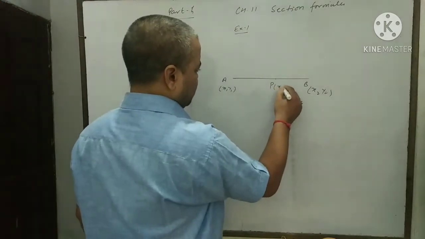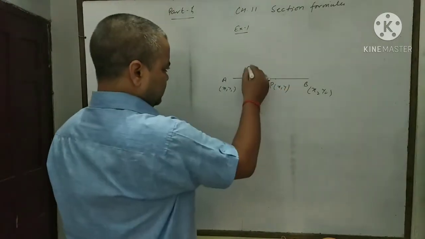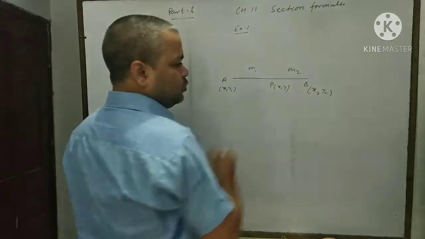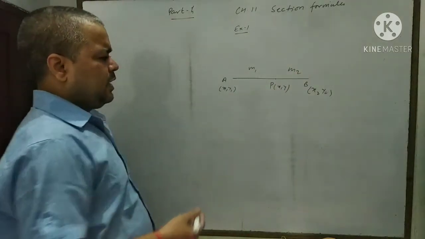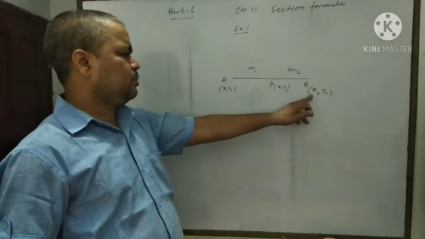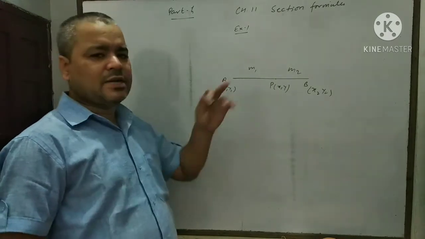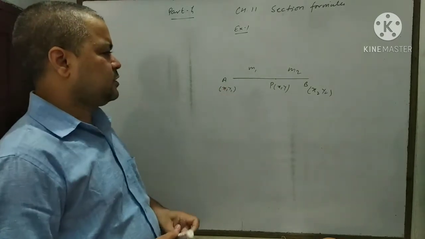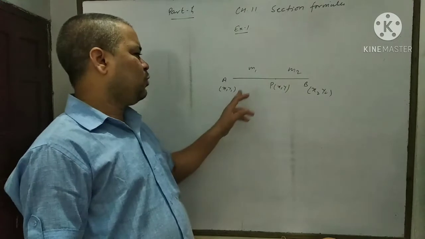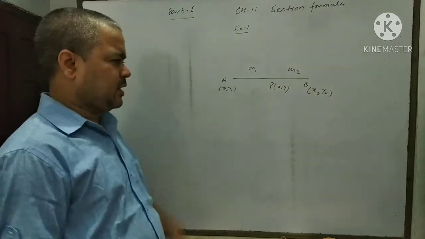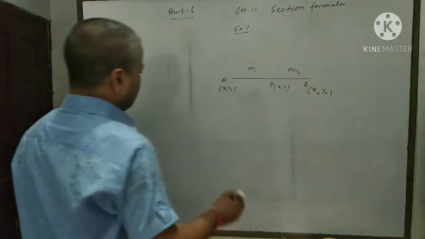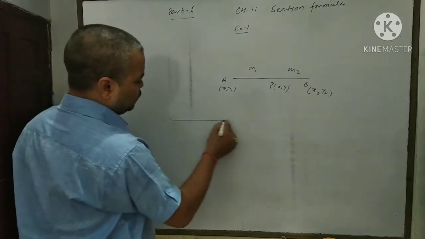Here P is (x, y). The ratio was M1 is to M2. Therefore, the x coordinate is equal to (M1 x2 plus M2 x1) upon (M1 plus M2), and the y coordinate is equal to (M1 y2 plus M2 y1) upon (M1 plus M2). Okay, correct.